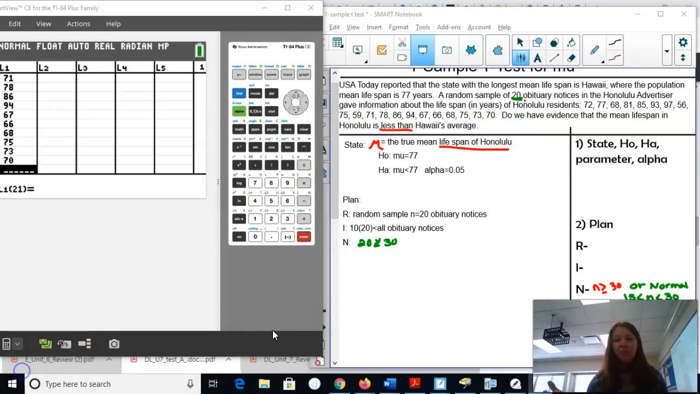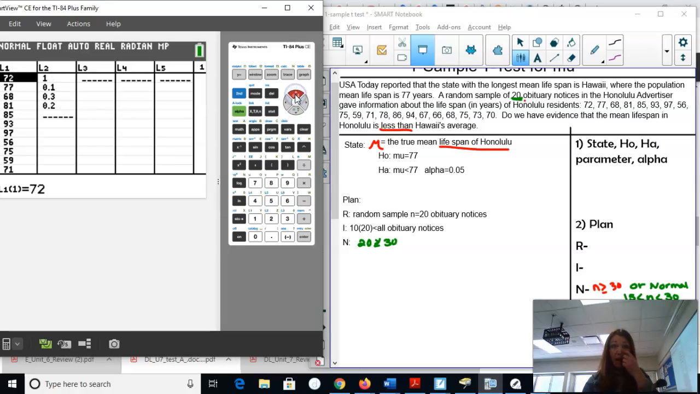Okay, ladies and gentlemen, what you should have done right now is entered 72 all the way down to 70. It's always a good idea to take an extra second and double check that you've entered it right. So we're going to do that now together. 72, 77, 68, 81, 85, 93, 97, 56, 75, 59. Keep going.